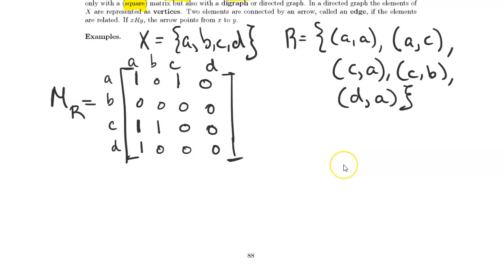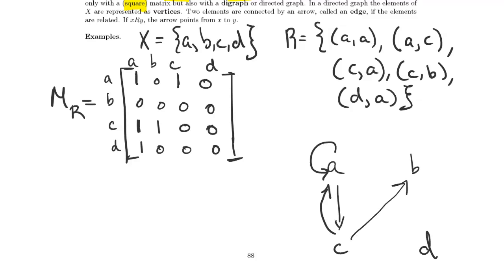For the digraph, I'm going to arrange A, B, C, D somewhere. I can arrange these really however I want, as long as the arrows are correct, but the natural way to do it is with a square. So then I'm going to have a loop pointing from A to itself. I'm going to have an arrow pointing from A to C, an arrow pointing back from C to A. We don't do double-ended arrows. We want to have one arrow per pair in our relation. An arrow from C to B, and an arrow from D to A. So that is the digraph for my relation.